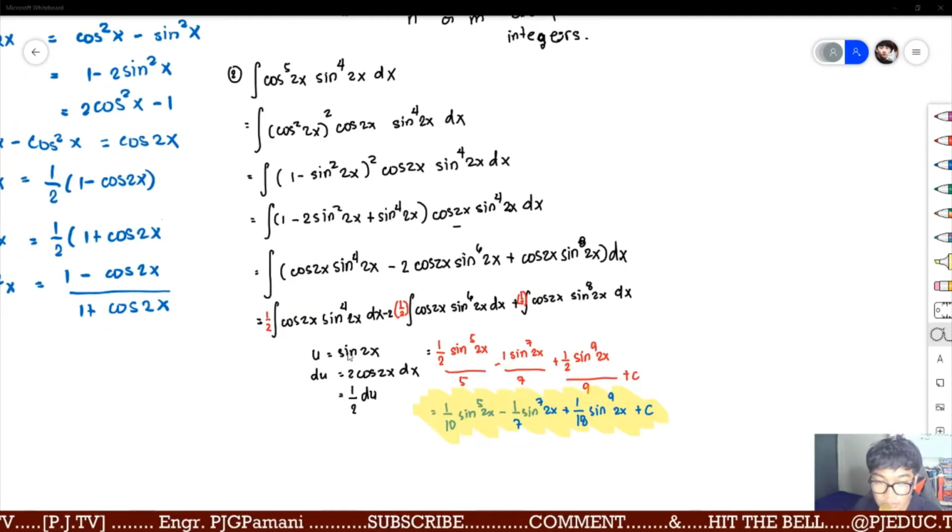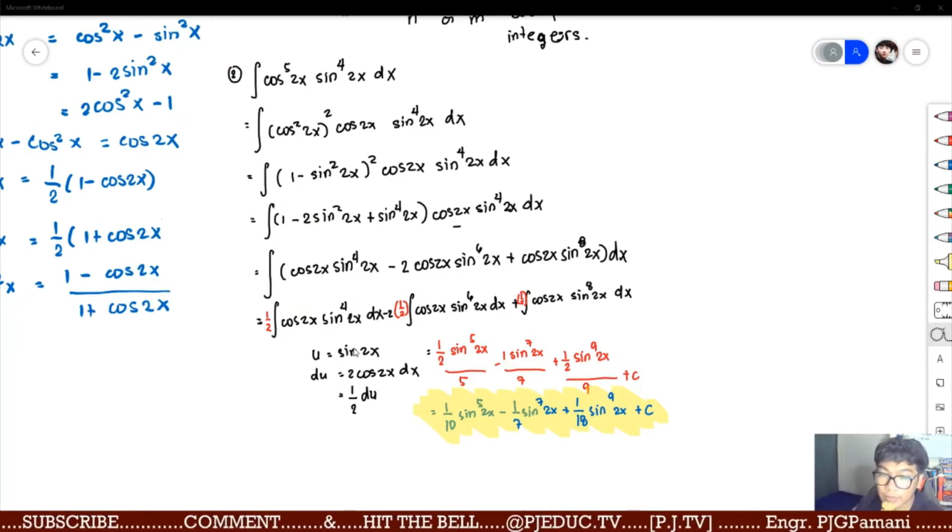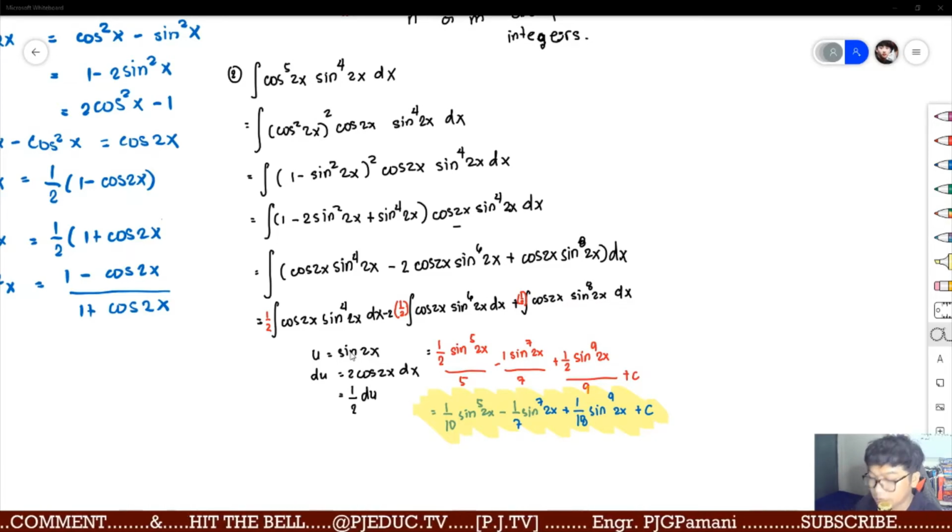Paano pong malalaman yung u? Paano mo malalaman yung u? Yes, sir. Kasi meron din naman po siyang cosine 2x, sir.